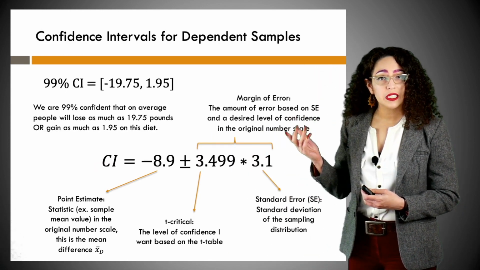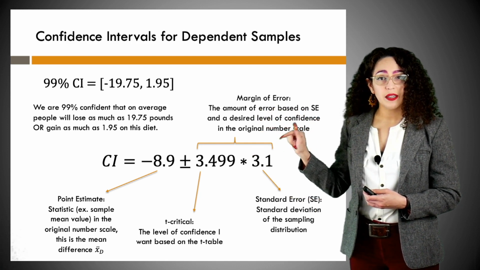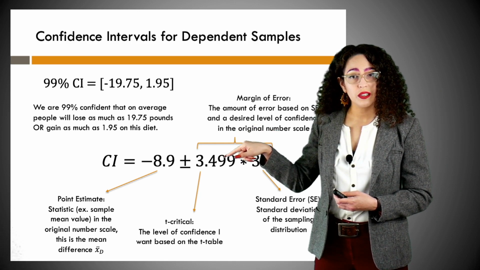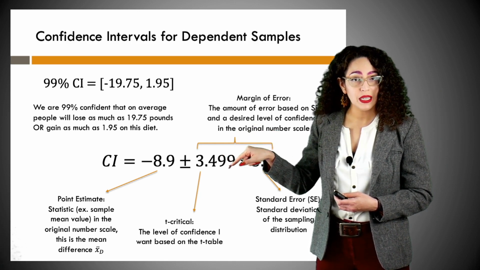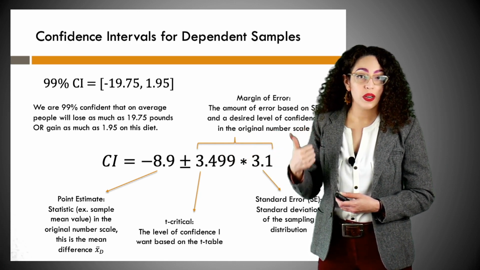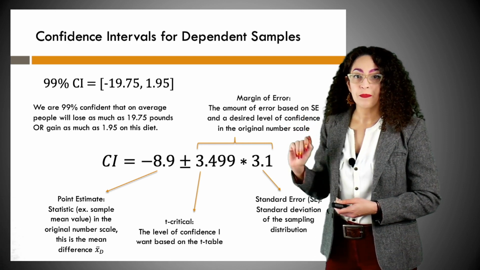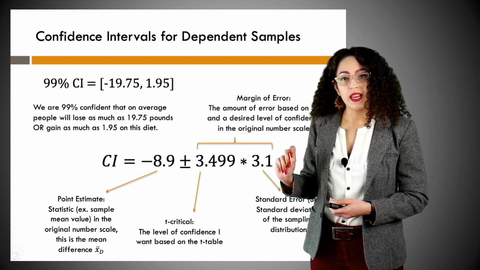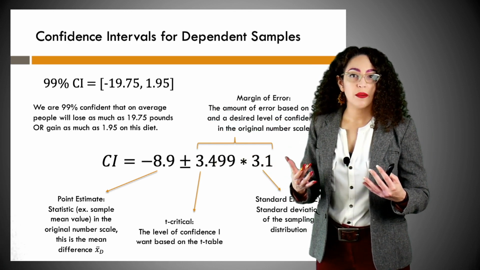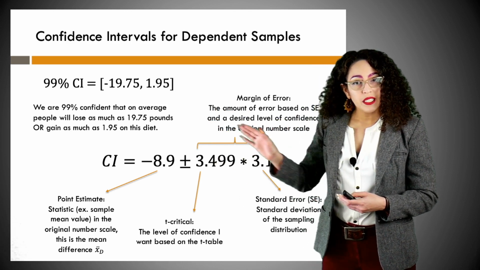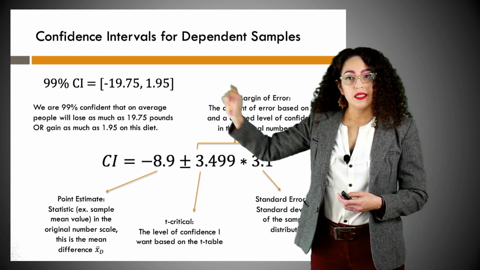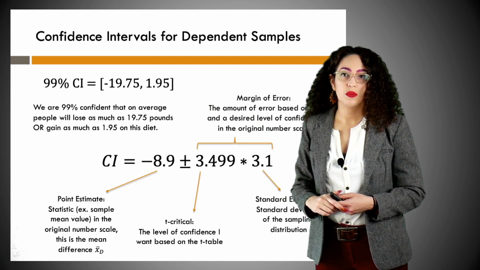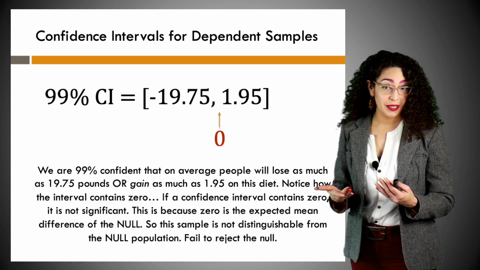Here is a confidence interval for the example we just did with the Atkins diet. We had 3.1 as our standard error. 3.499 is our critical value. Again, it's really high because we had a really strict alpha of 0.01 and because we had a small sample size. This is, of course, all of our margin of error. Our point estimate was negative 8.9. On average, people lost about 8.9 pounds. And if we actually calculate all this, we end up with our 99% confidence interval of negative 19.75 to 1.95. Did you notice anything about the confidence interval?